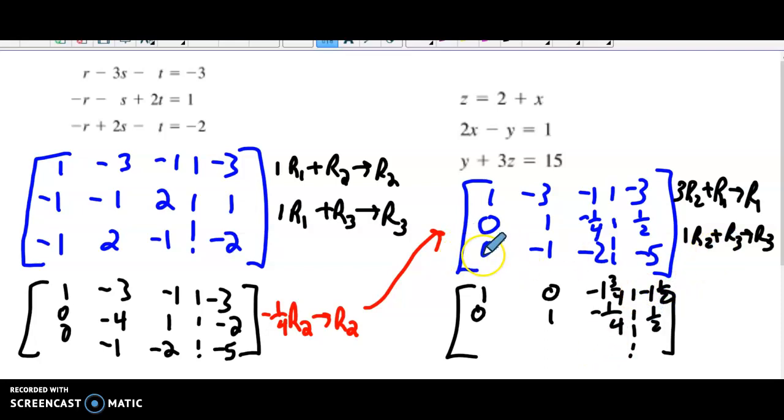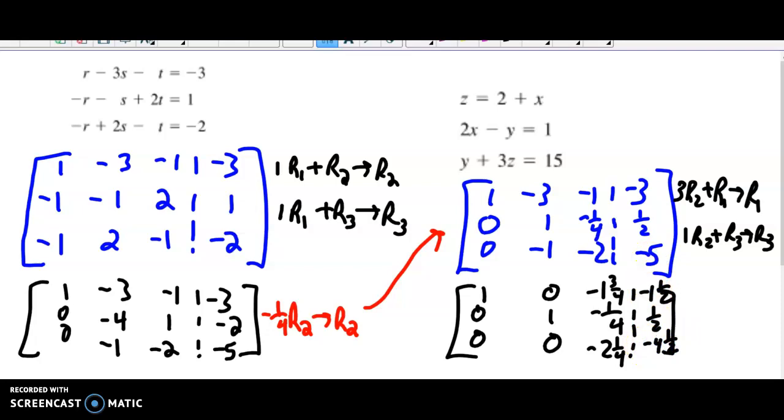Okay, now for the next one, we go 1 times row 2 plus row 3. 1 times 0 is 0, plus 0 is 0. 1 times 1 is 1, plus negative 1 is 0. 1 times negative a fourth is negative a fourth, plus negative 2 is negative 2 1/4. 1 times a half is a half, plus negative 5 is negative 4 1/2.